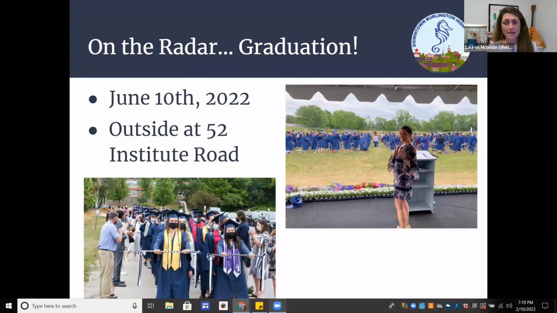We will have a rain date, just in case the weather doesn't cooperate. Last year was a perfect day: it wasn't too hot, it was a little overcast, and it provided a really amazing twist and change for how we've done graduation, so we wanted to continue that tradition this year. So graduation is scheduled for June 10th at the original BHS, and more information will be to come, but just to put that on people's radar.